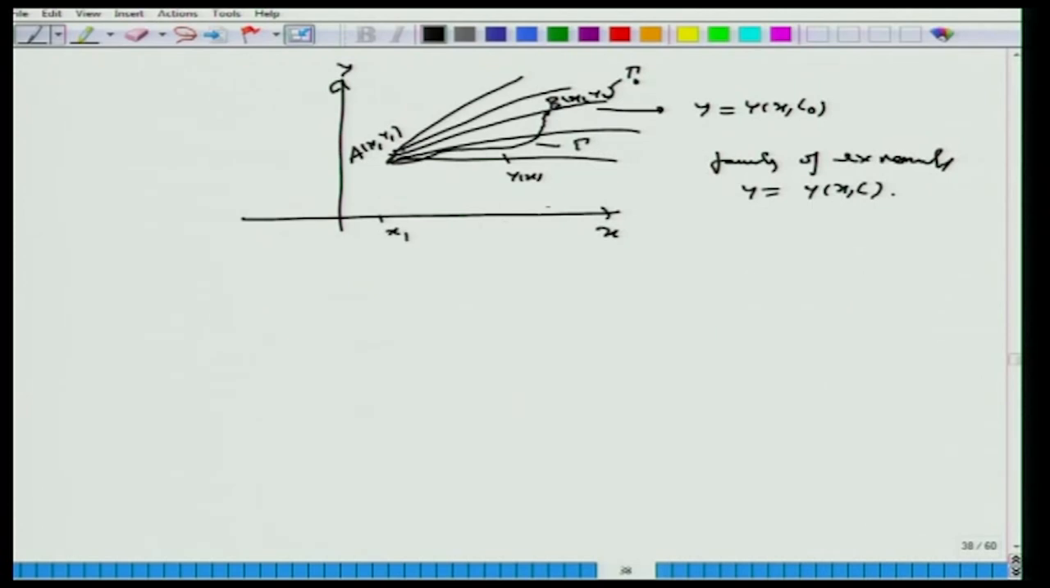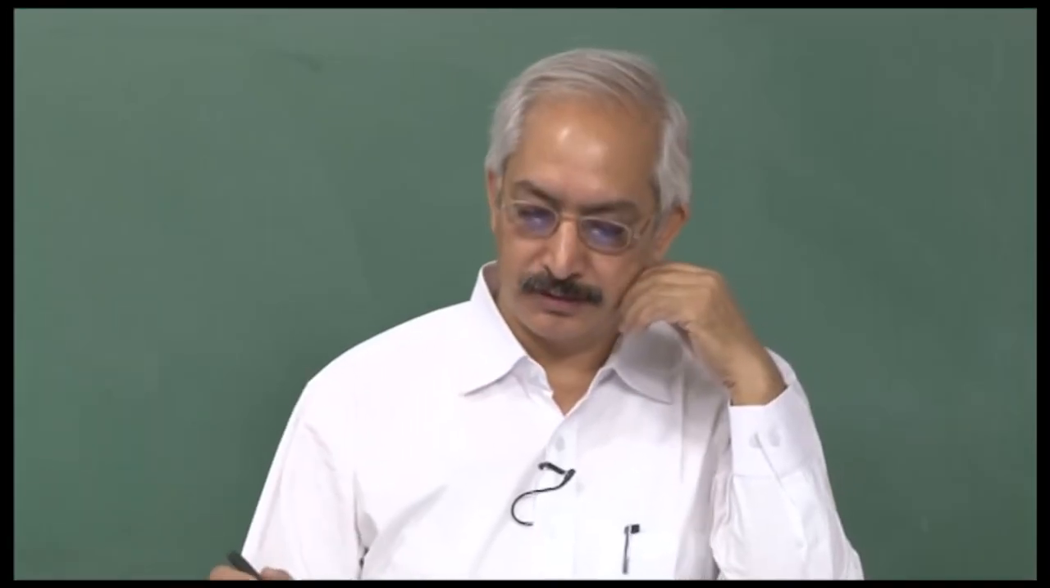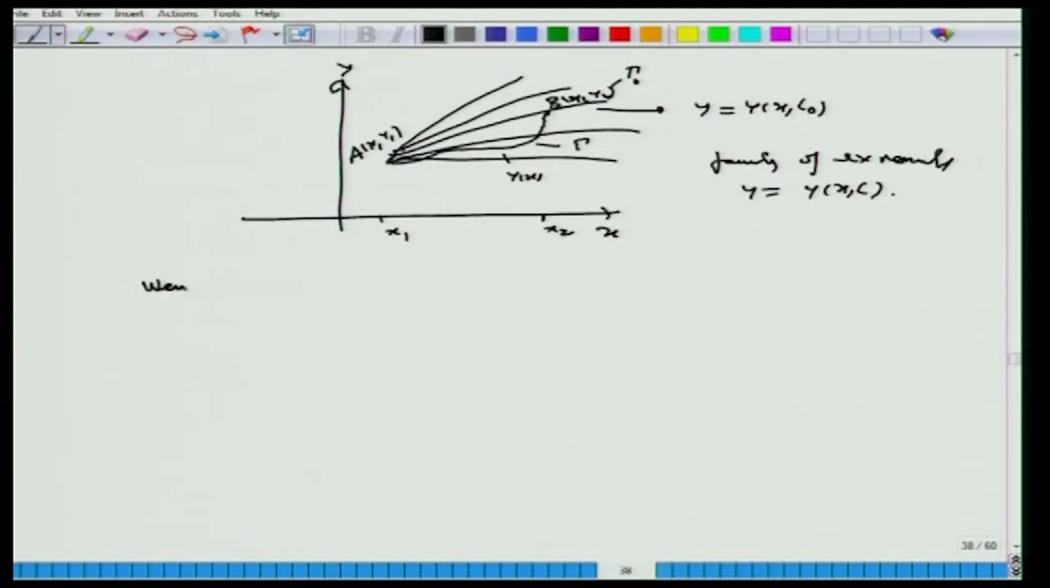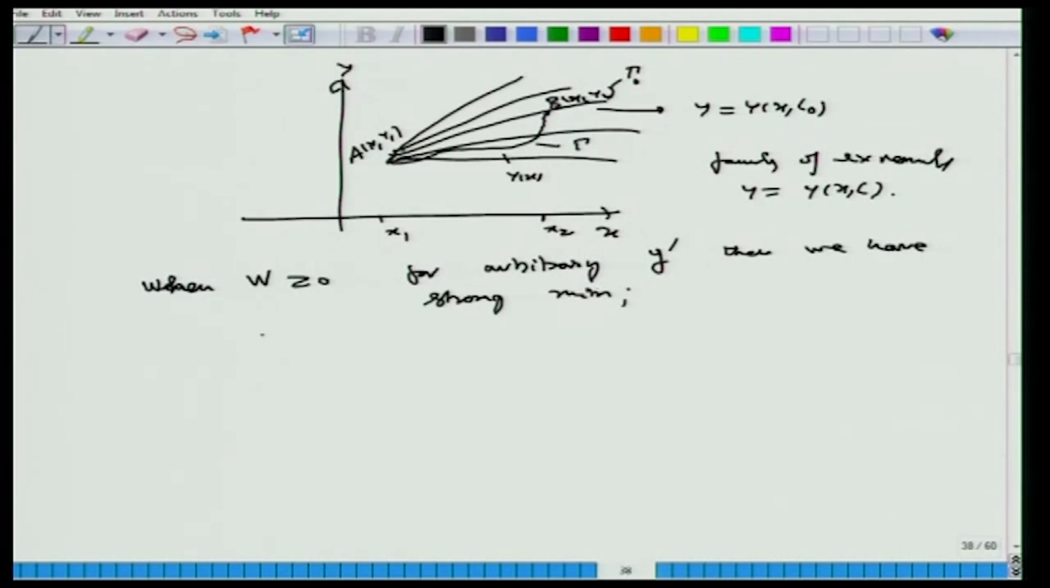So, this is x 1 here and this point is x 2 here. We had seen in various examples that we calculated W, and when W is greater than or equal to 0 for arbitrary y prime, then we have a strong minimum. And if W is greater than or equal to 0 for y prime close to P, then we have a weak minimum.